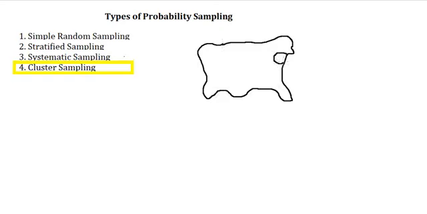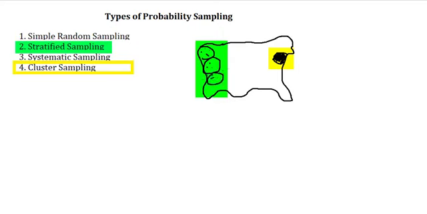At first glance, this sounds very similar to stratified random sampling. The difference is in cluster sampling, a researcher will only study selected clusters. With stratified random sampling, a random sample is drawn from each strata.